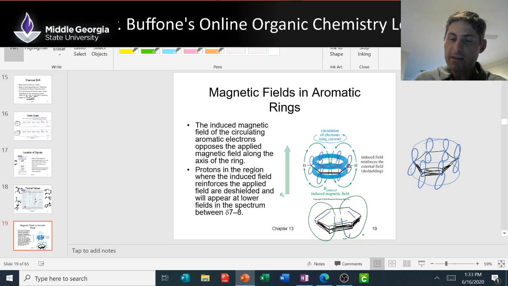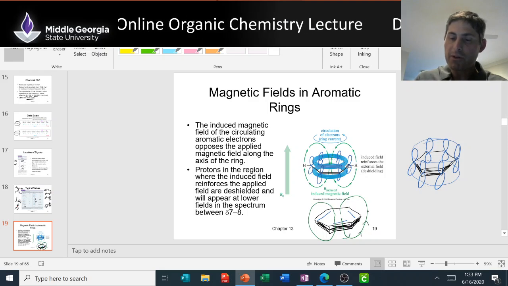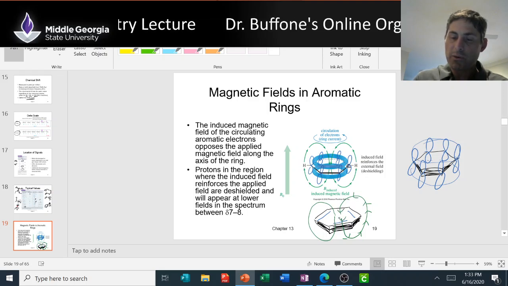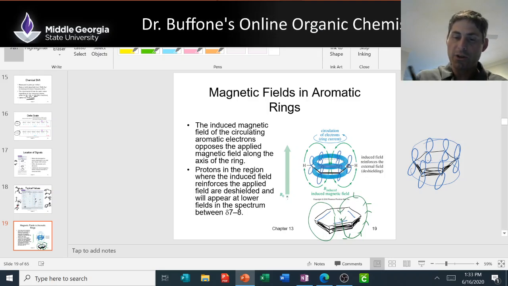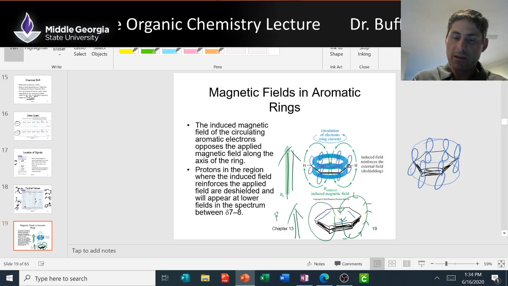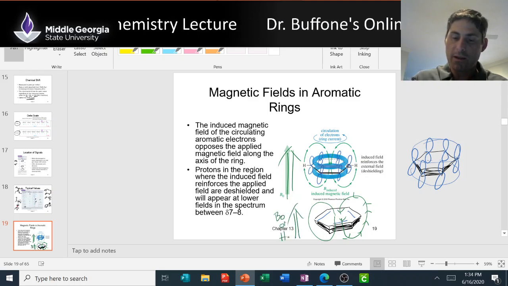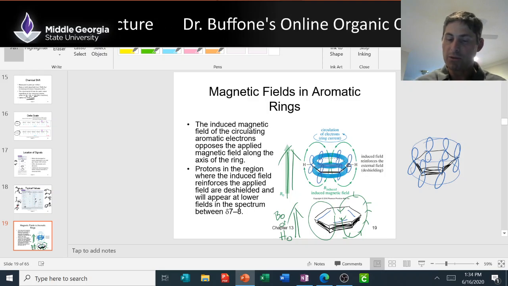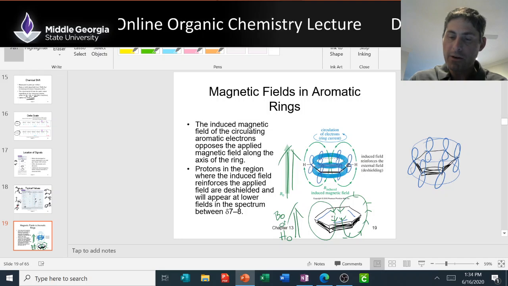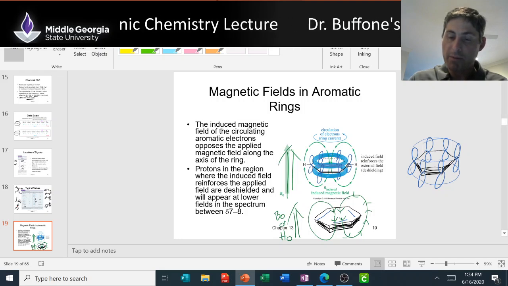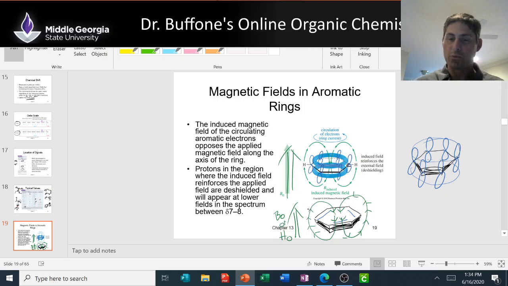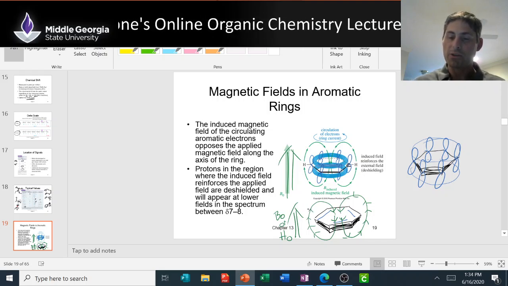In fact, the direction of the magnetic field that little ring generates inside the ring opposes the external magnetic field. See that? There's our external magnetic field. It can either be this symbol or that symbol, with a B or an H. Inside the ring, the arrows are opposing the external magnetic field, but outside the ring, they are reinforcing the external magnetic field.